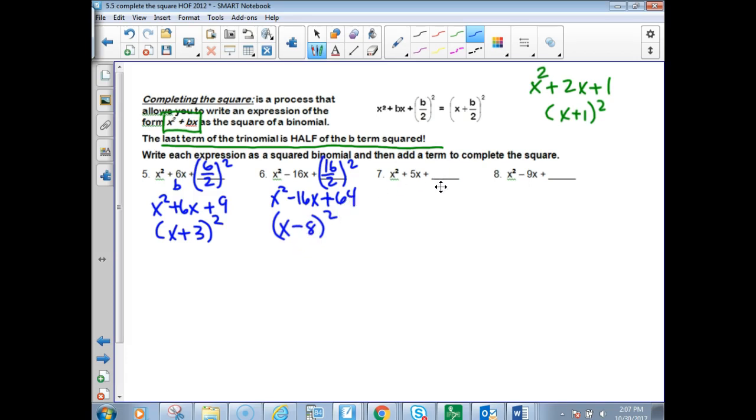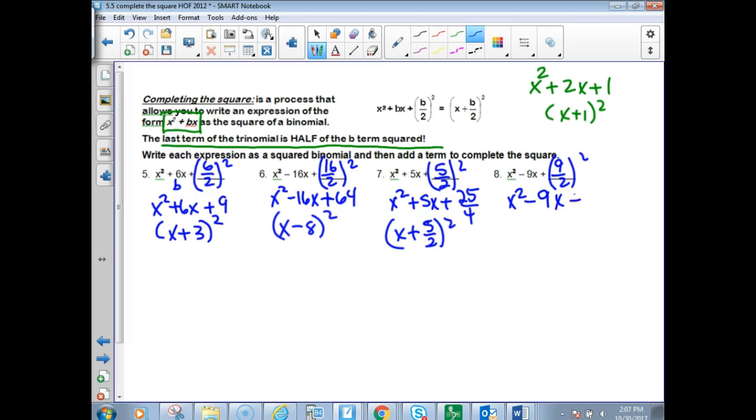Okay, so this one's going to have a fraction, and yes, we're going to have several fractions today to work with. This is 5 halves quantity squared goes there. It's x squared plus 5x plus 25 fourths. Okay, and then the factored form is x plus 5 halves quantity squared. In this one, 9 halves squared goes in that blank, which would give us this perfect square trinomial plus 81 fourths, which is factorable to x minus 9 halves quantity squared.